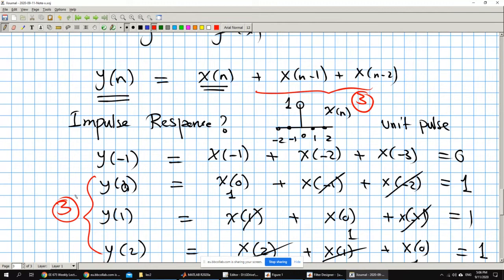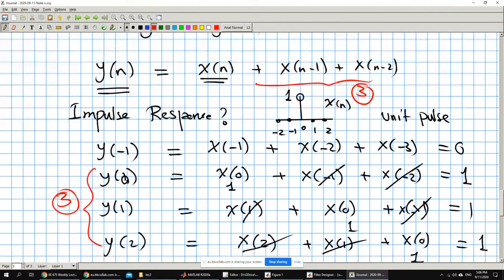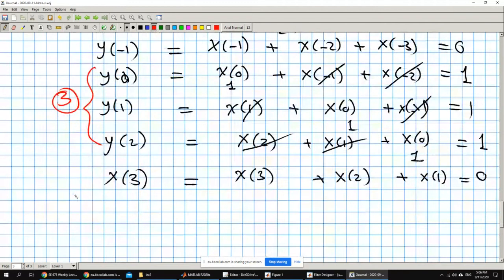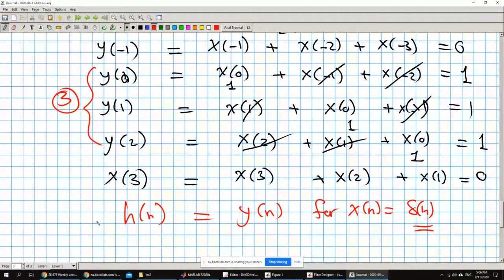Finite impulse response means that h of n, which is what we produce here, is the impulse response. Basically, h of n is equal to y of n for x of n equal to delta of n. Whenever you have the input as a unit impulse, the output will be exactly h of n, the impulse response, which is by definition why I call it the impulse response. It's basically the output of the system when you put an impulse at the input.